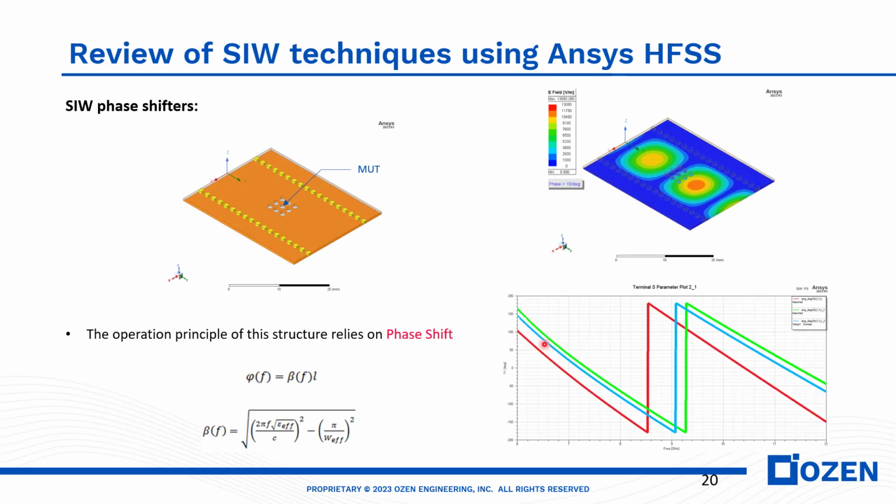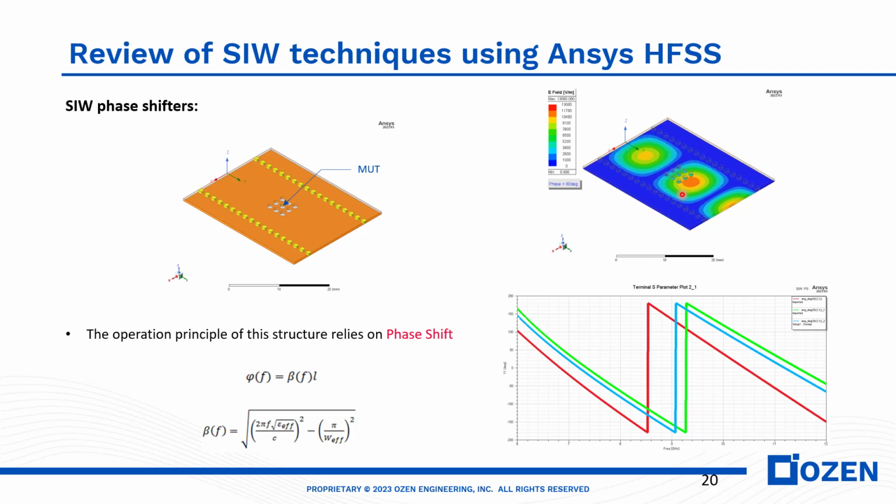In the case of SIW phase shifters, the principle is a little bit different, but the idea is the same. We have a sensitive region here where we inject the material under test. Here, when we change epsilon effective, we change the phase constant beta. And the phase phi is given by the phase constant beta multiplied by the length L. So by changing the effective dielectric constant, we change beta, and by changing beta, we change phi, the phase. And here you can see for different materials we have a different phase shift.